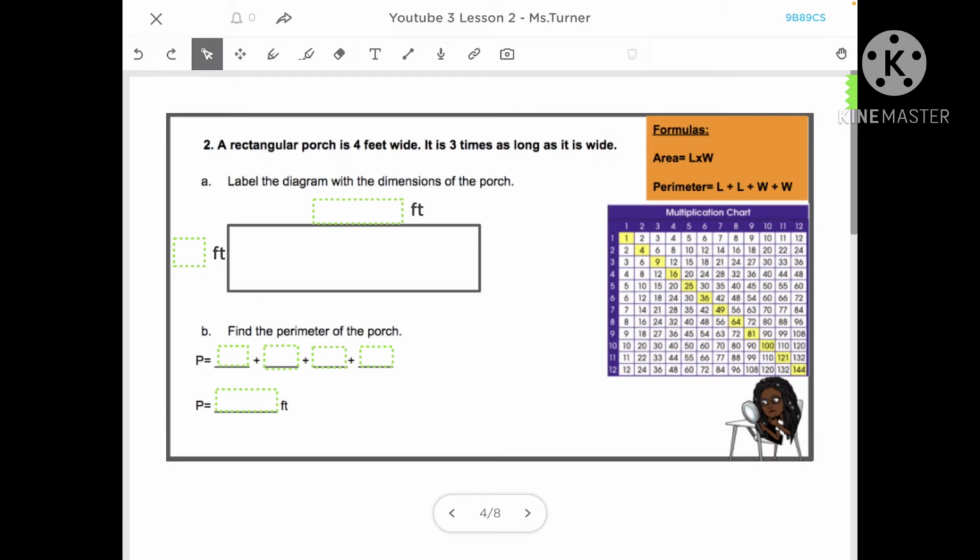Now that we know which one is length and which one is width, let's go ahead and apply this to our first problem. It says a rectangular porch is 4 feet wide. It is 3 times as long as it is wide. Let's think for a second. It tells us that we're labeling the diagram with the dimensions of the porch. Do I know my length or do I know my width after reading this problem? What do you think?